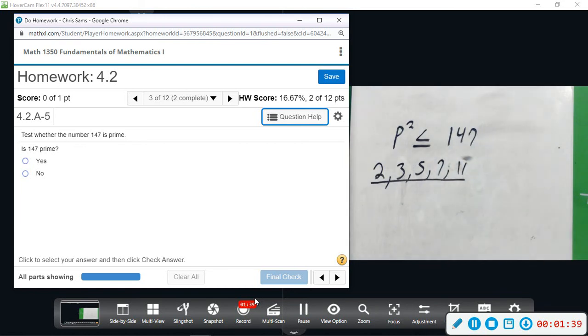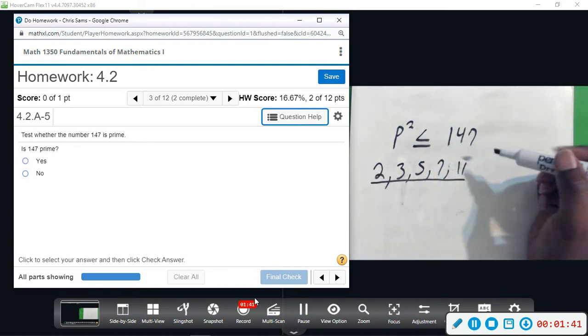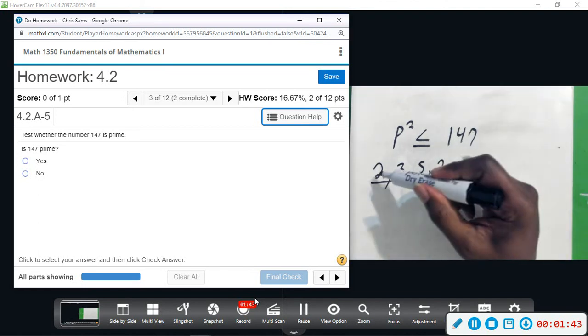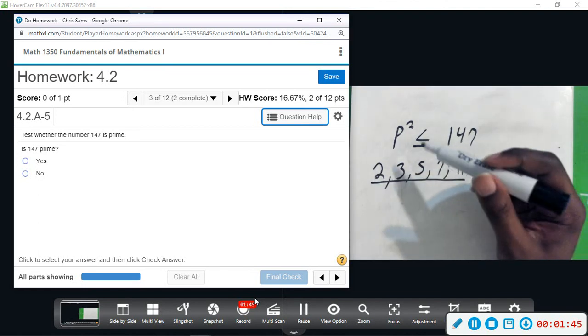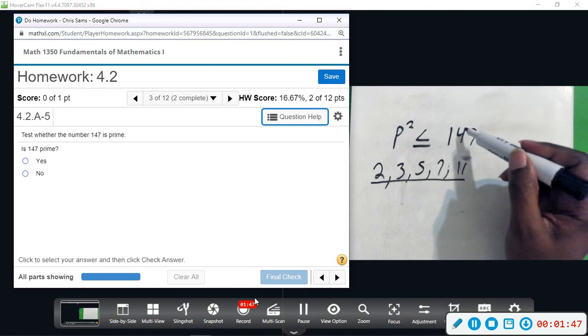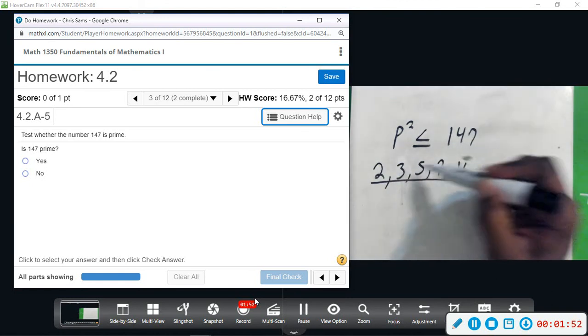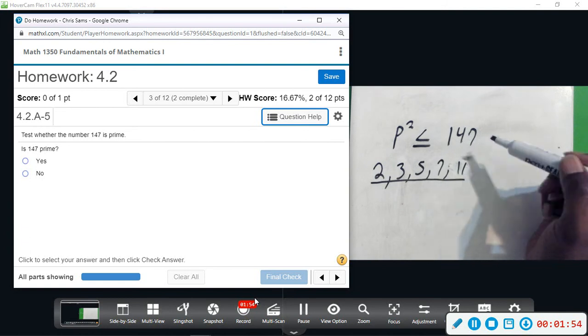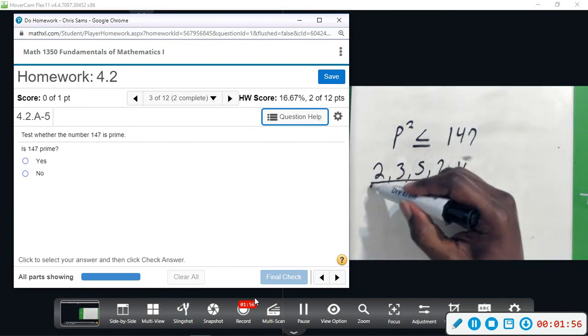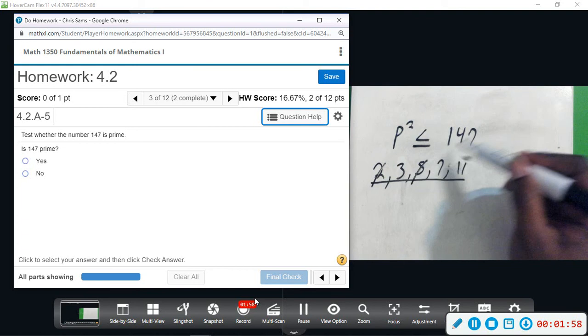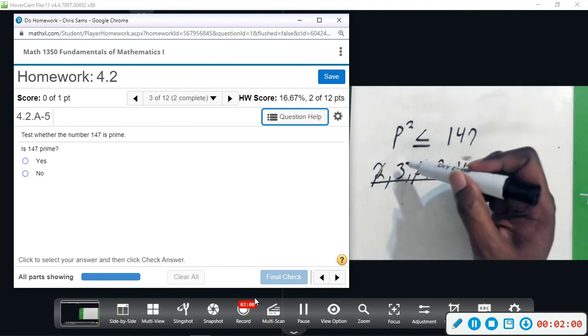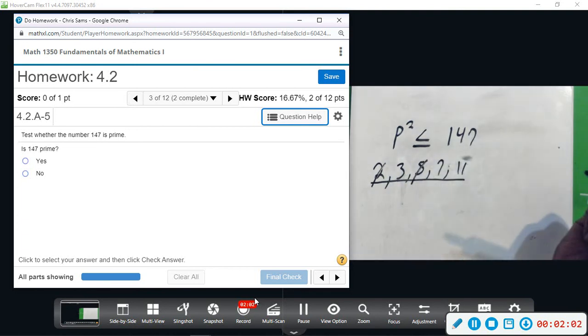It has to be some kind of prime factor, since every number can be written as a product of primes. So if it's not prime, it will be divisible by one of these. Otherwise, it would be prime. All right, so we can get rid of 2 because it's not even. We can get rid of 5 because it doesn't end in a 5 or 0. So we can check 3, 7, and 11.